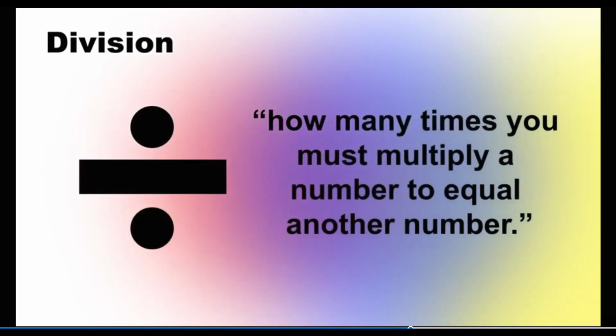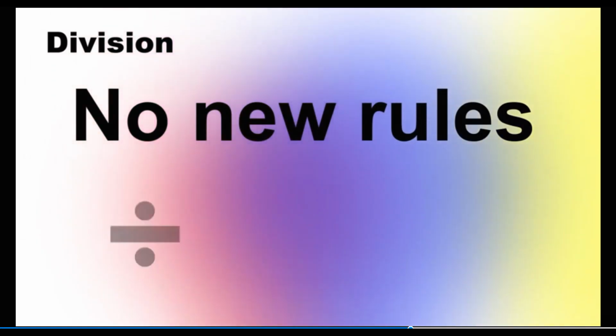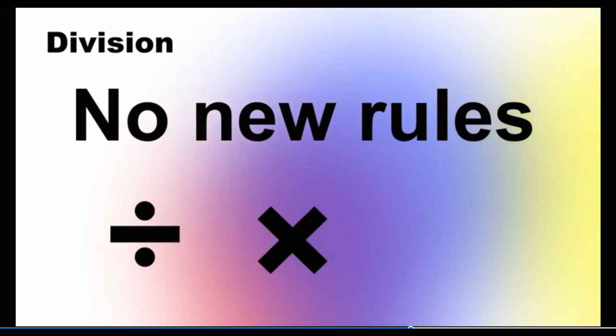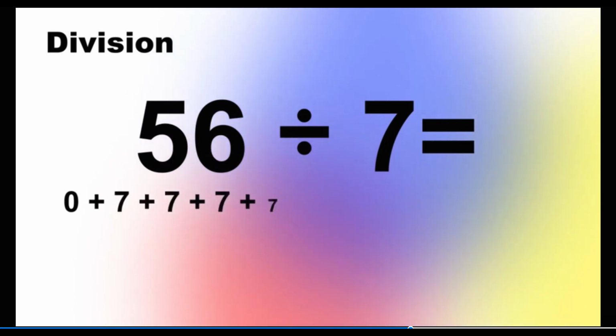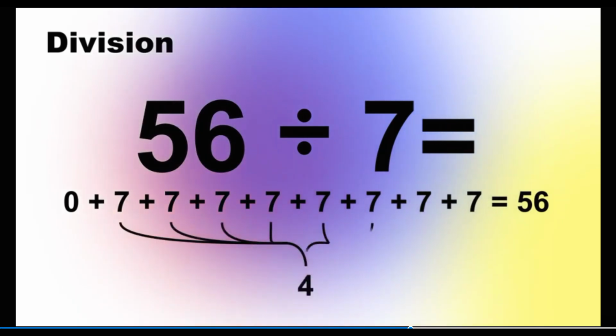We can build division off of multiplication by defining it as how many times you must multiply a number to equal another number. Notice that there are still no more new rules. Division is based solely on multiplication, which we built off of addition. So to divide 56 by 7, we do 0 plus 7 plus 7 plus 7, and count the 7s until we get 56. In this case, there are 8 7s.